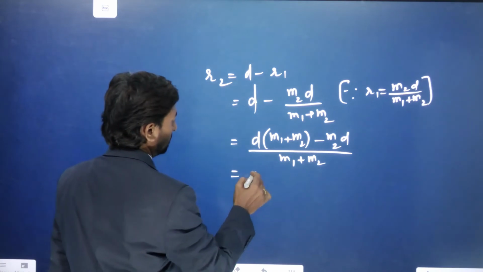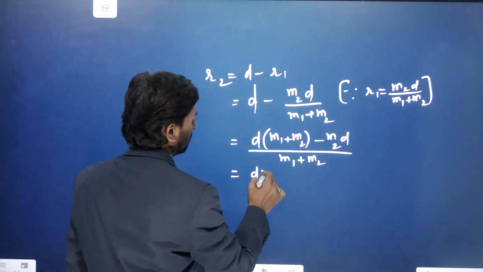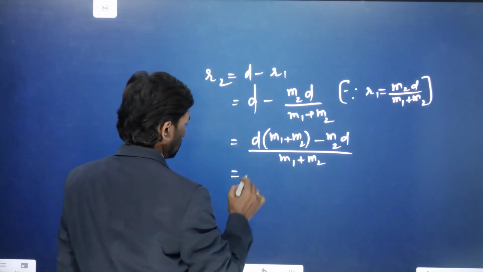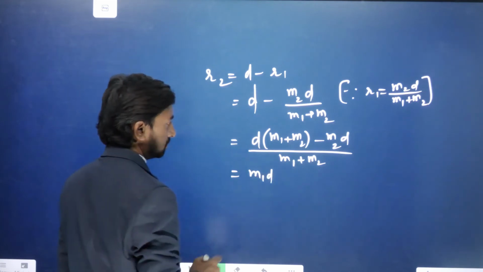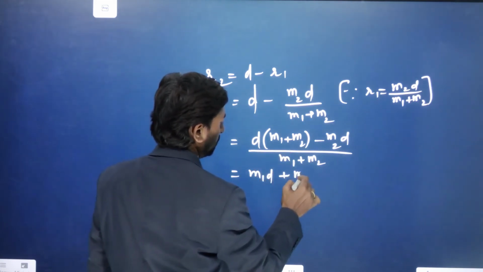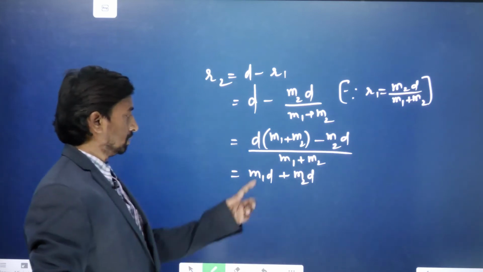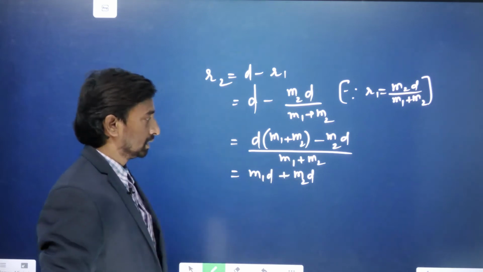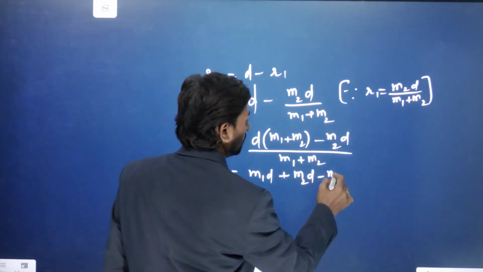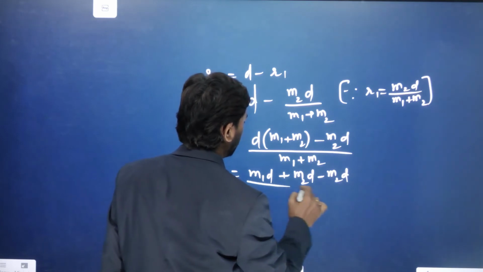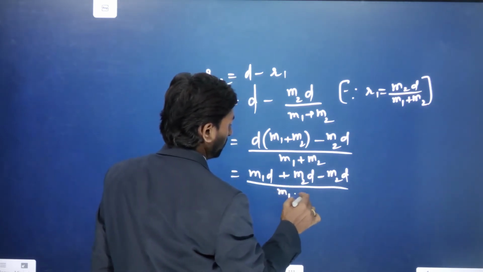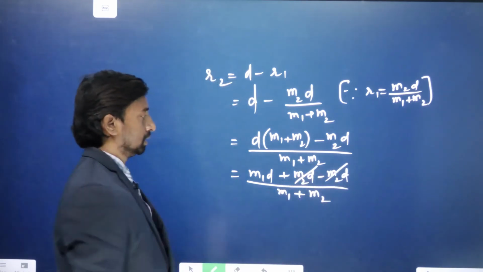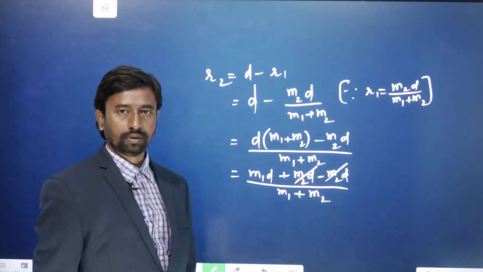So we will get here d m1, or we can write m1 into d plus m2 into d. No problem, d into m1 or d into m2, or m1 into d plus m2 into d we can write. So here minus m2 into d, whole divided by m1 plus m2. Now m2d plus m2d minus m2d will be cancelled there.